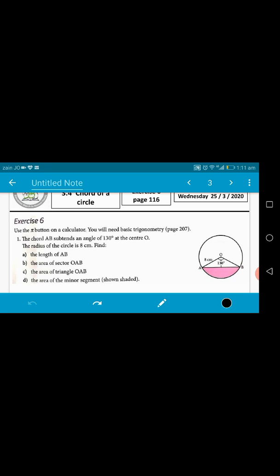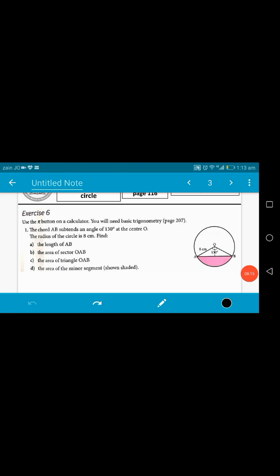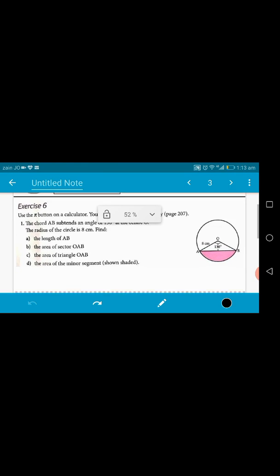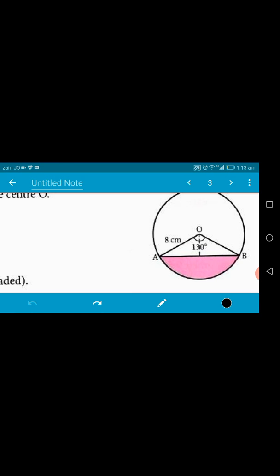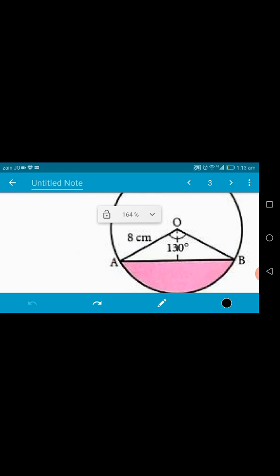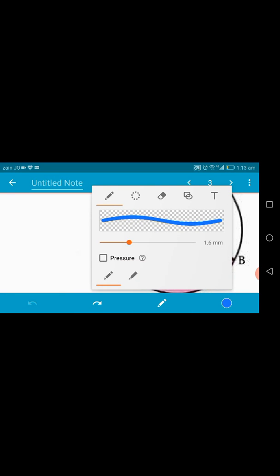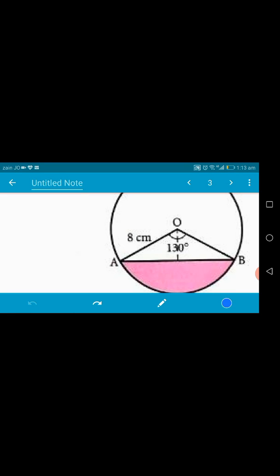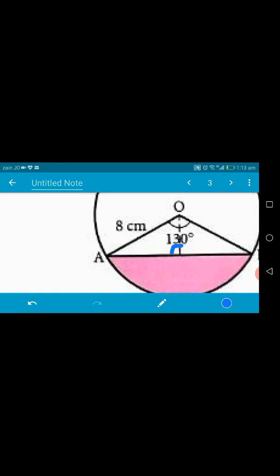What should you do now? We need to find the length of AB, the chord. Look at this circle. Here we have this right triangle, and we said this one equals this one. This is 90 degrees, and this part and this part are equal. And this angle is 130.